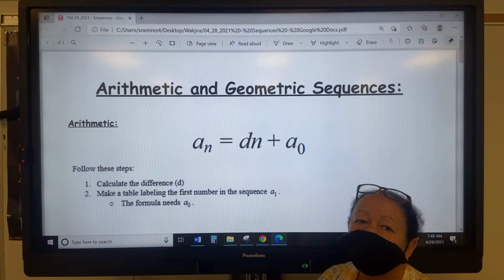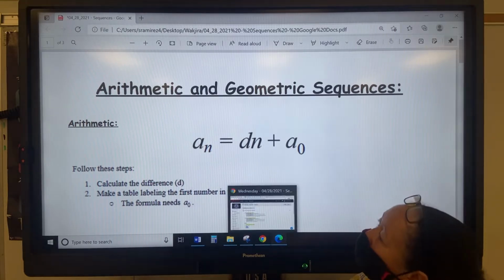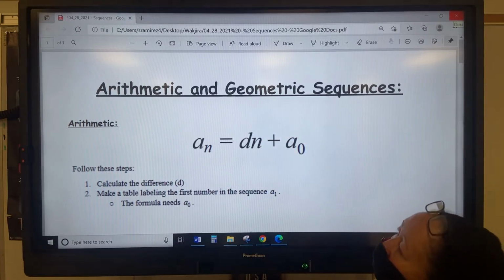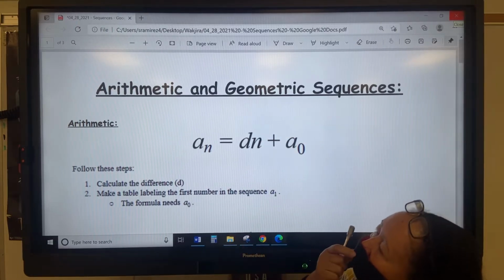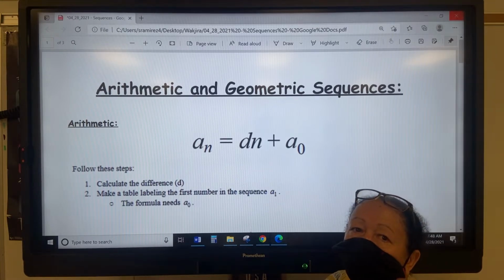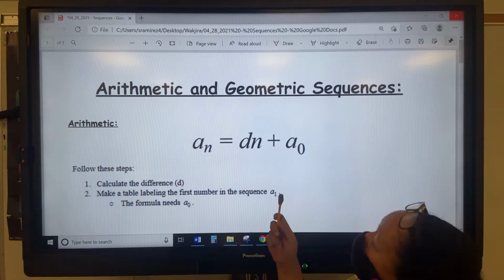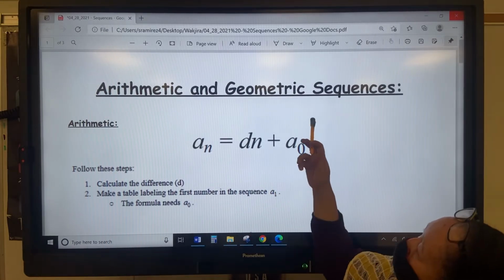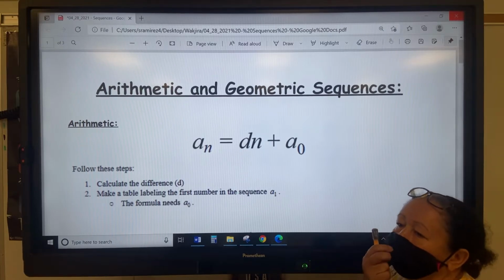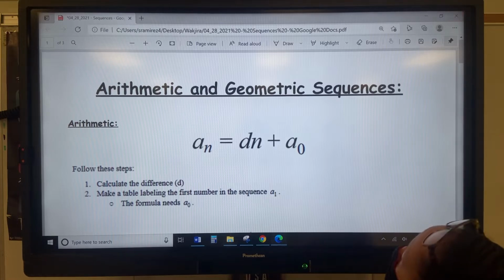Good morning, students again. Today we are going to learn arithmetic and geometric sequence. The arithmetic sequence is a sequence with a constant difference to the next number, and the geometric sequence is multiplied by a constant ratio but not 0.